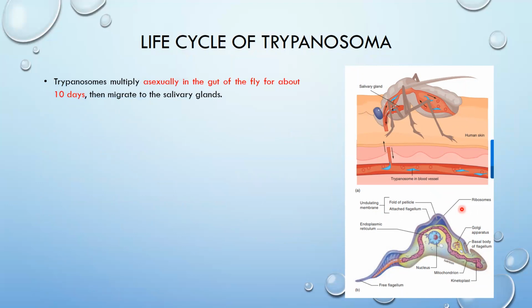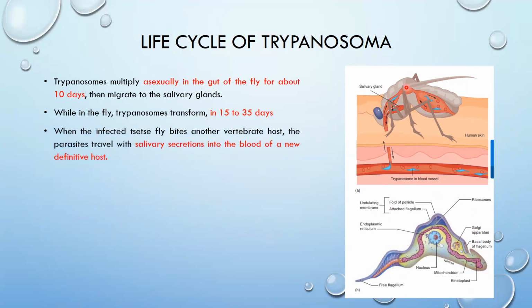Now we have the life cycle of the Trypanosoma. Trypanosoma multiply asexually in the gut of the fly, the tsetse fly, for about 10 days and then migrate to the salivary glands, as you can see here. While in the fly, trypanosomes transform in 15 to 35 days to the mature individuals. When the infected tsetse fly bites another vertebrate host, the parasite travels with the salivary secretions into the blood of the new definitive host.